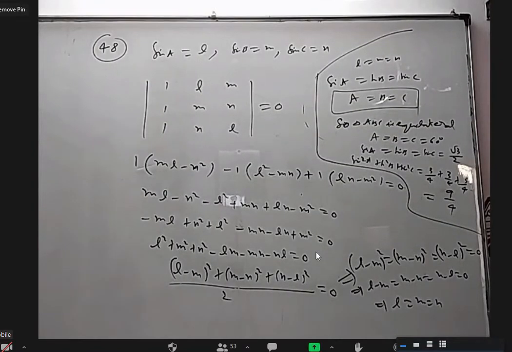One can guess that sin A, sin B, sin C are equal, then that is 0. So if you want to prove why they must be equal and there is no other option, we have to do it like this.